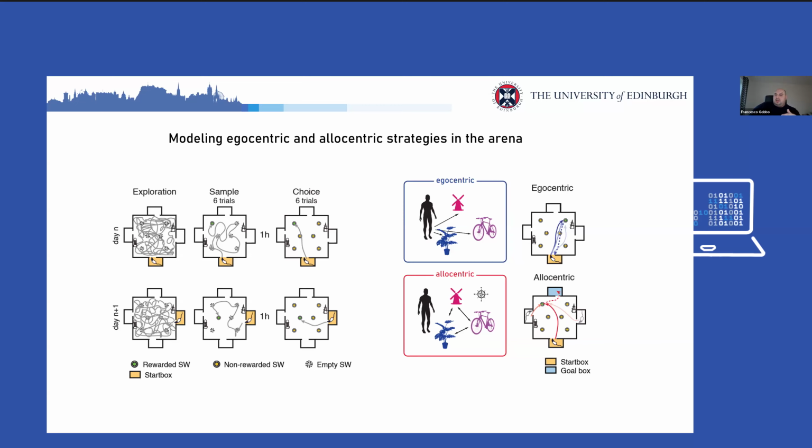While to model allocentric strategy, animals are required to reach the same location starting from different starting points in the same session, and also not coming back to the original point to consume the pellets they have retrieved, but actually go back to a fourth position, which is called the gold box, to be able to eat the pellet.